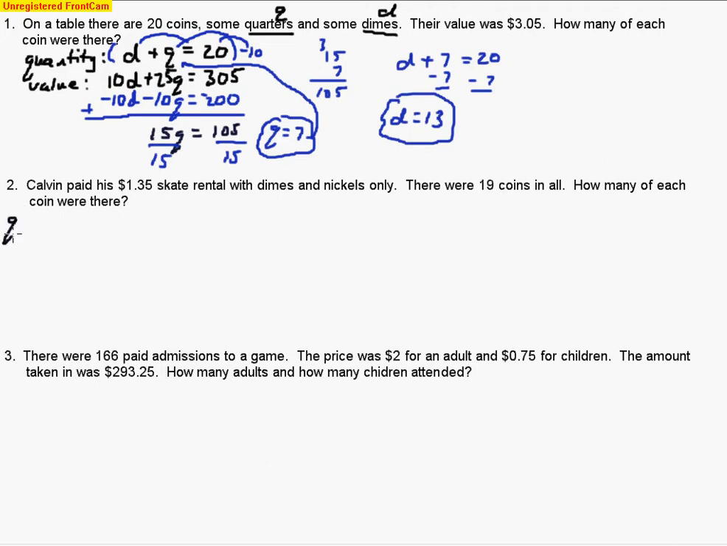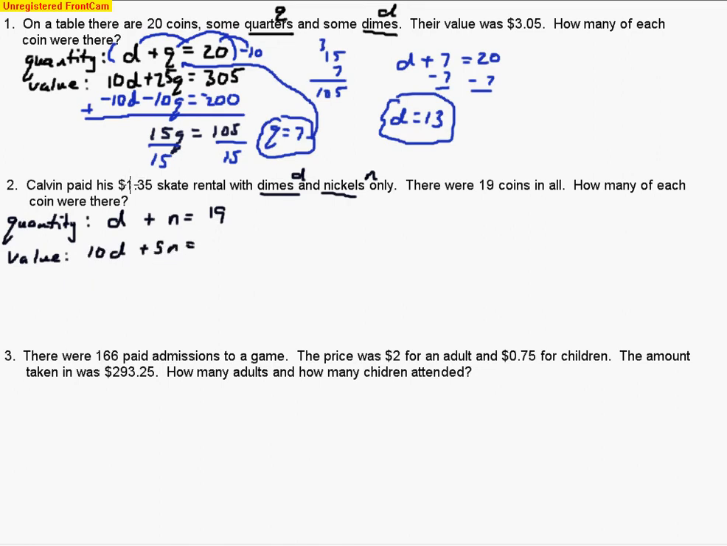So let's try writing our quantity equation. So quantity, number of dimes, we don't know. Let's call that D. Number of nickels, don't know. Let's call that N. So it's just going to be D plus N equals the total number, 19. 19 coins in all. Well, the value, let's do the same thing. Let's do the value of a dime. So 10 cents. Value of a nickel, 5 cents. And then the total value.